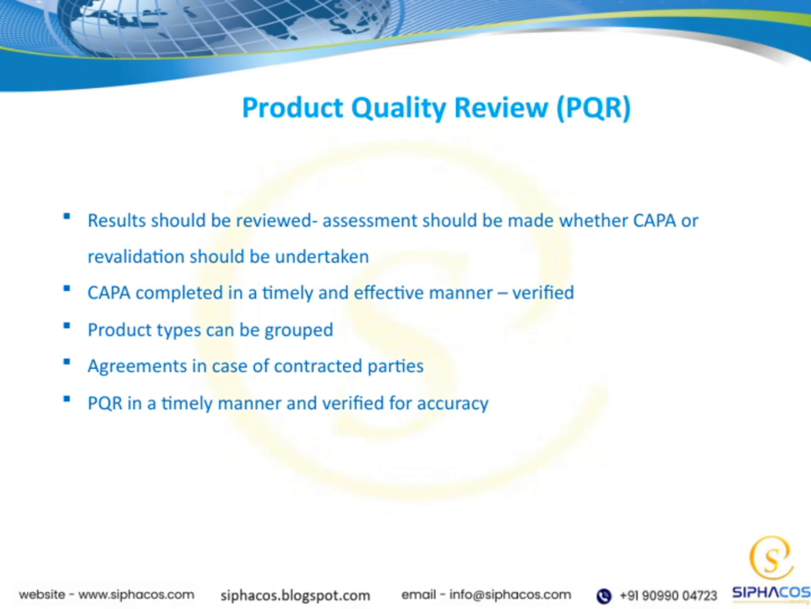It needs to be conducted in a timely manner and thoroughly verified for accuracy. This review provides a comprehensive overview of product quality over a specific period, serving as a critical tool for continuous improvement. Overall, these steps, reviewing results, verifying CAPA effectiveness, grouping products, and timely PQRs, are interconnected. They support our commitment to quality, compliance, and continuous improvement across the board.